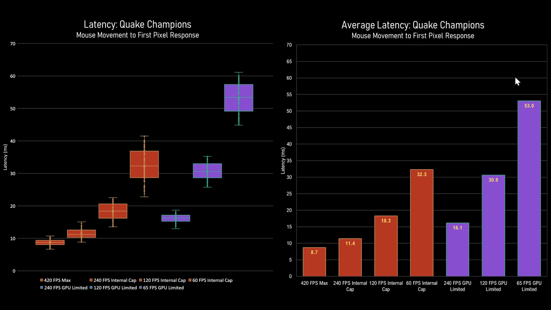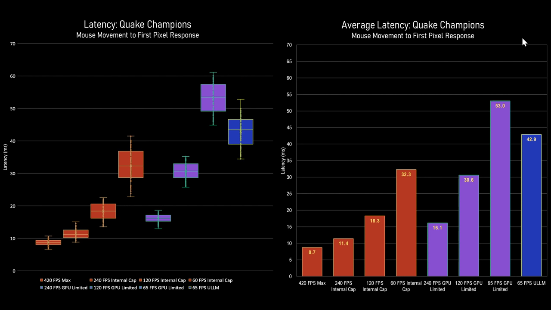One thing I also tested in my previous video was NVIDIA's Ultra Low Latency Mode, or ULLM. I found that it worked pretty well to decrease lag in GPU limited situations, and that's also true here. At that same 65 FPS, enabling ULLM drops the average lag down to 42.9 milliseconds. Still high, but better than 53. There's only so much that external driver-enforced frame pacing can do.